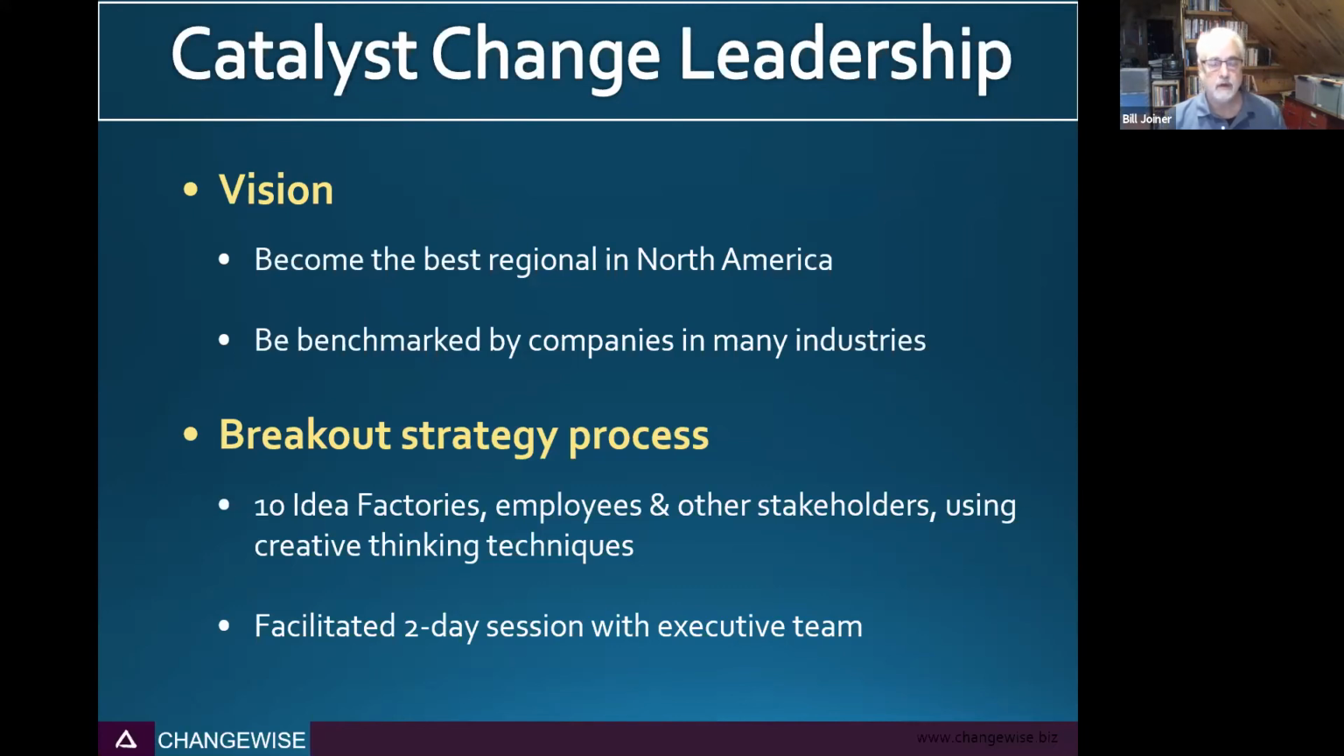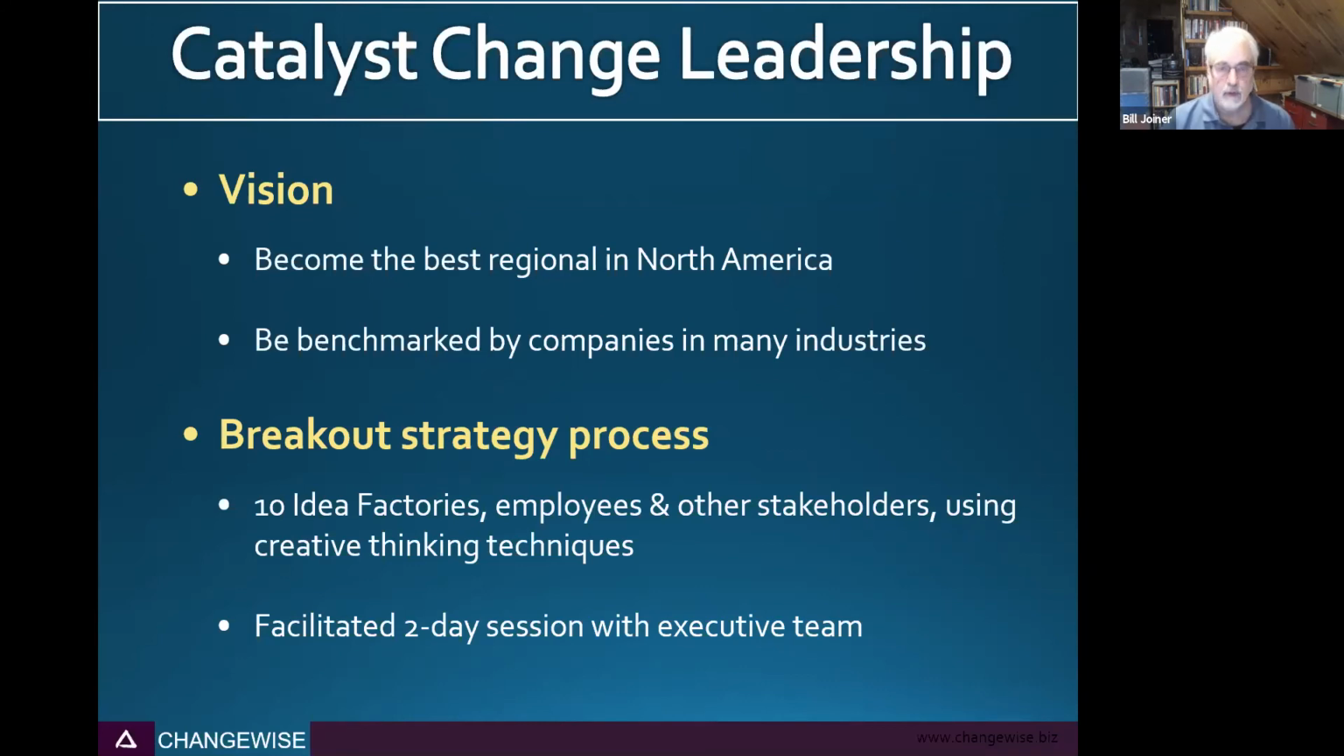And he put together what he called the breakout strategy process that I facilitated with a colleague. 10 idea factories. These were groups of 20 employees all over Canada that brainstormed breakthrough ideas for the company. He brought in outside stakeholders, even including a few environmentalists to throw their ideas in. And then he asked me to facilitate a 2-day session with the executive team to synthesize all this into strategy ideas.